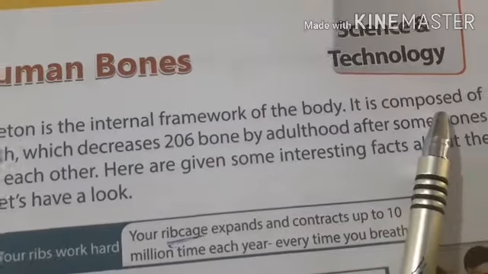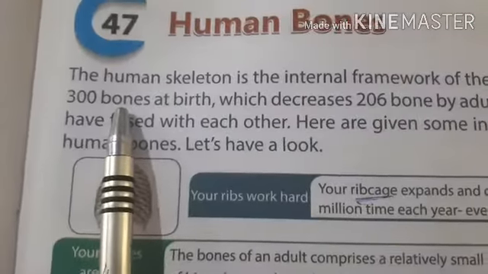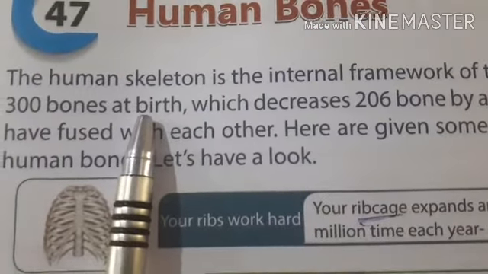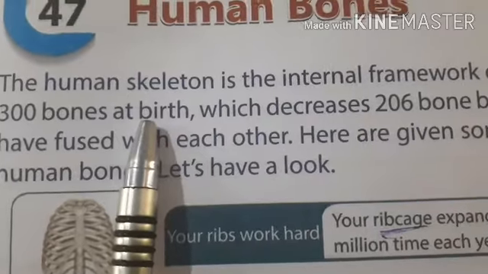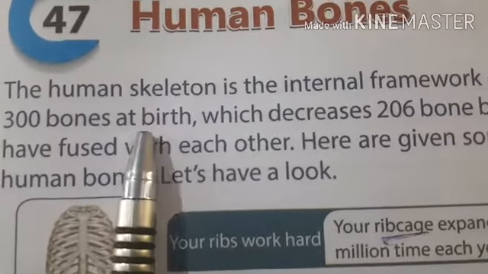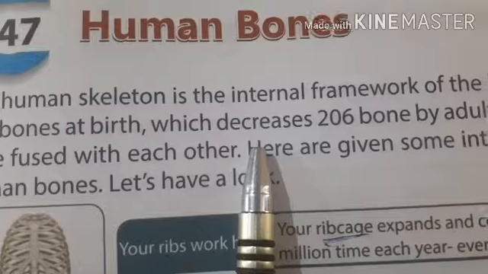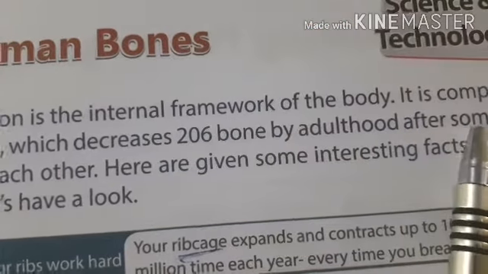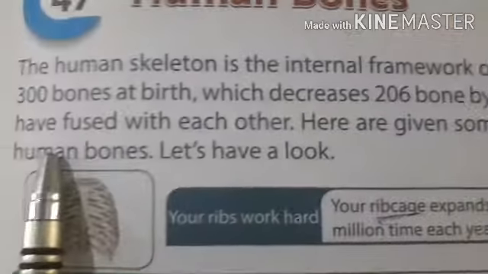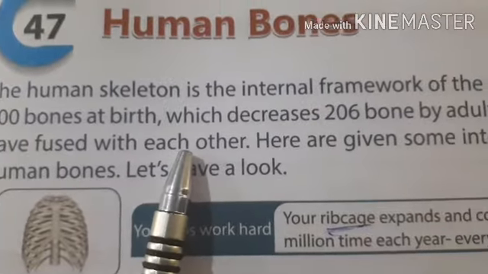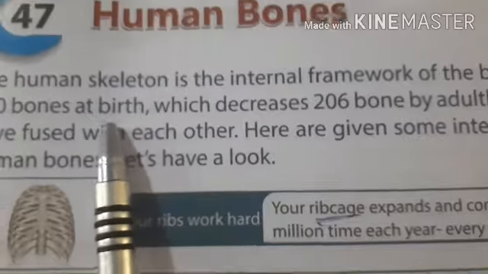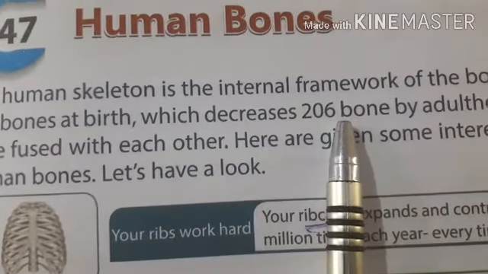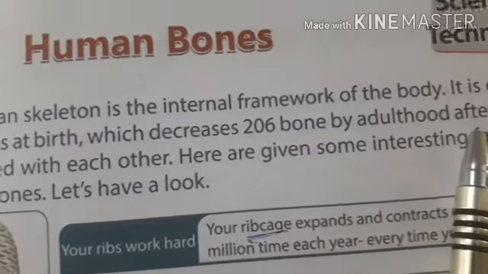It is composed of 300 bones at birth. Means when there is a newborn child, then there are 300 bones in the body, which decrease to 206 bones by adulthood after some bones have fused with each other. Means at the time of birth there are 300 bones in the body, but these bones decrease to 206 by adulthood.